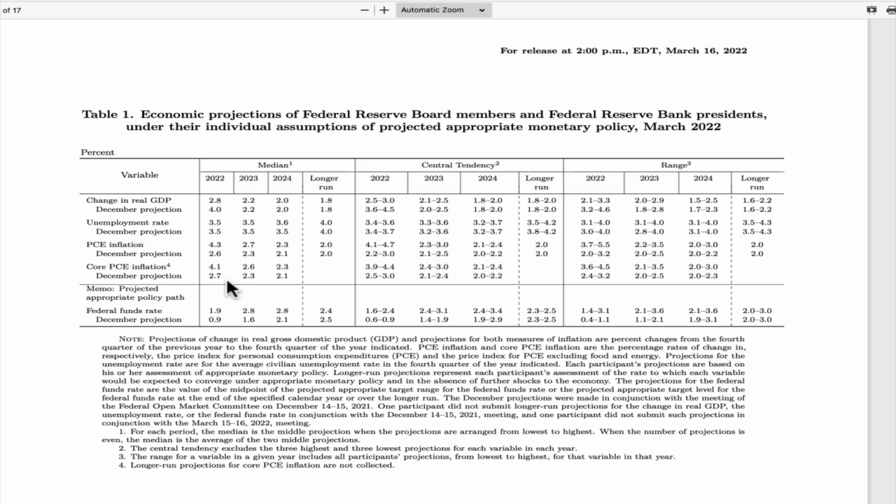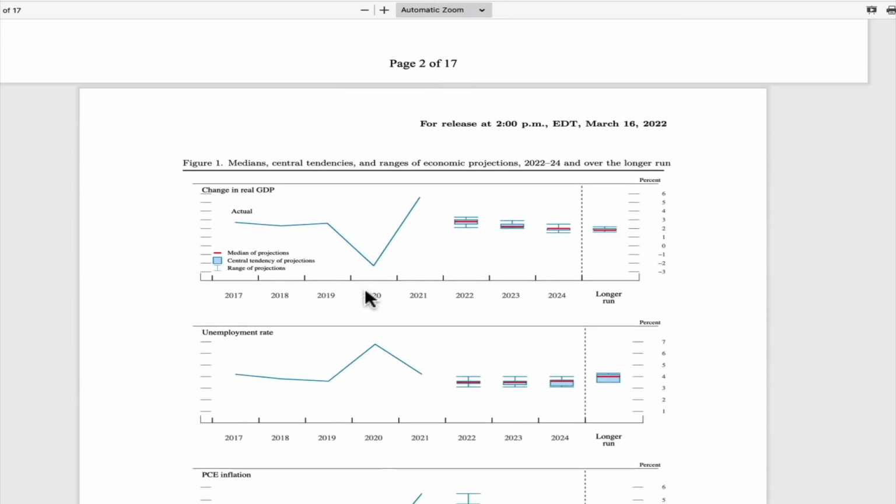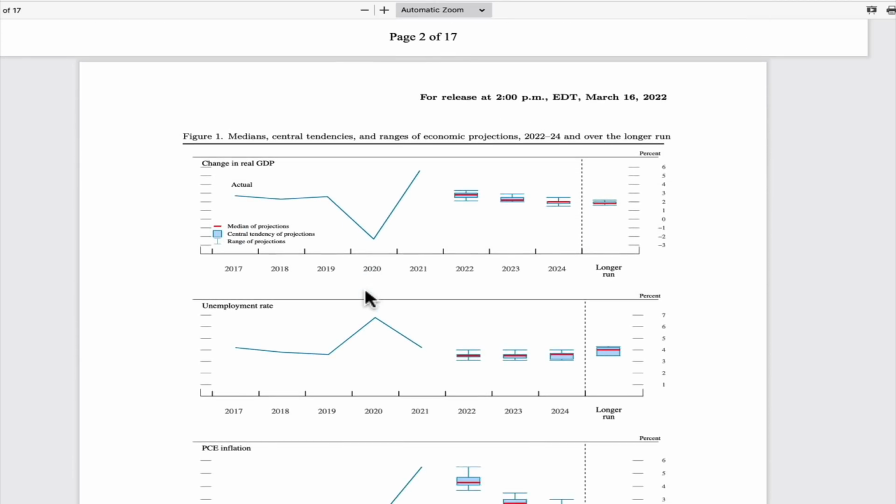And the core, which is the bigger number here, or the number they pay attention to, 2.7 to 4.1 on inflation. And if you want to scroll through this, they've got some really interesting charts that you can look at here. This is change in real GDP.